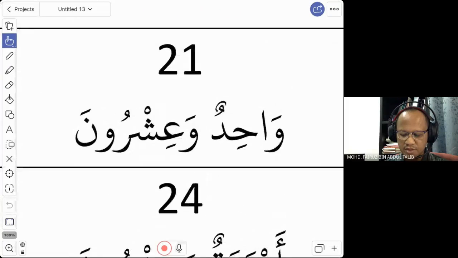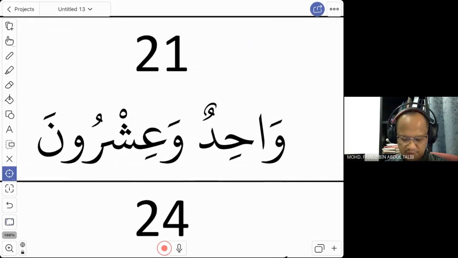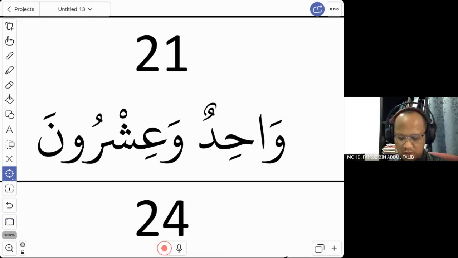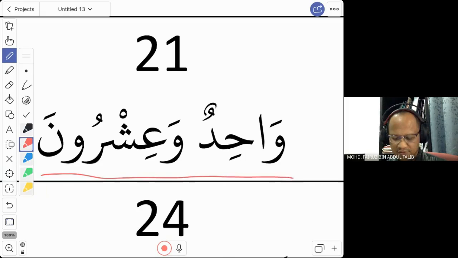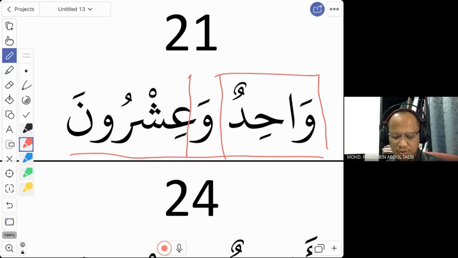If you look at the word 21, yes, iqra'u. What does it say? Yes, anyone? Wahidun wa ishruna. Yes, thank you Sajjad, Huda. Wahidun wa ishruna. Wahid wa ishrun. So what are the numbers that you see here? Wahid and Ishrun. Yes, correct.